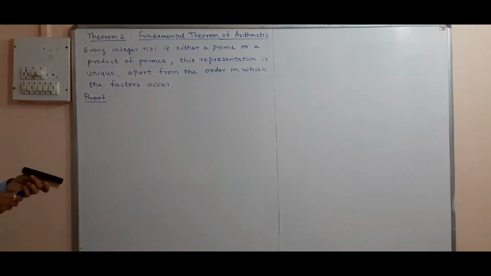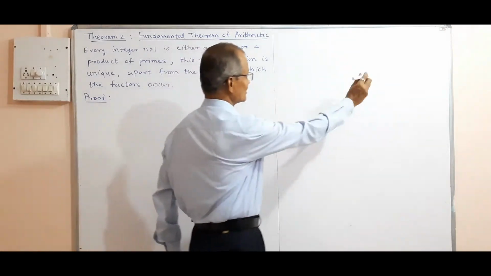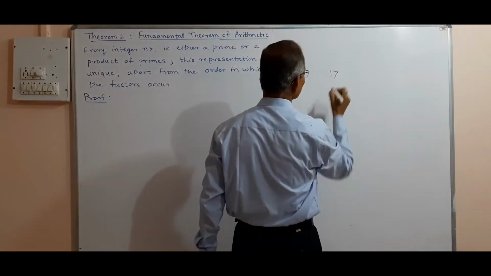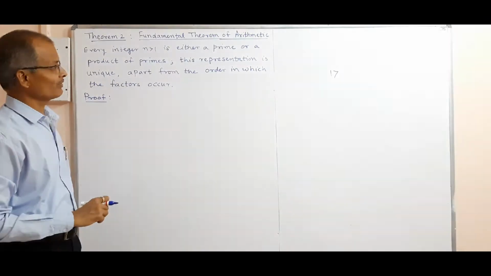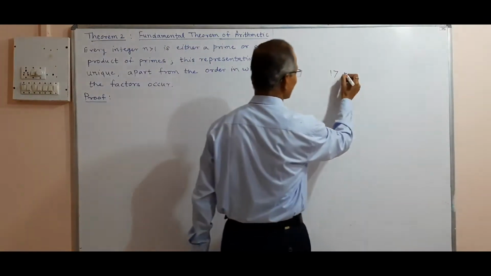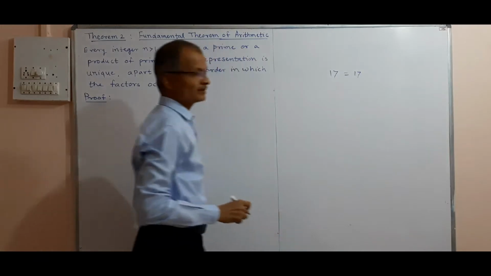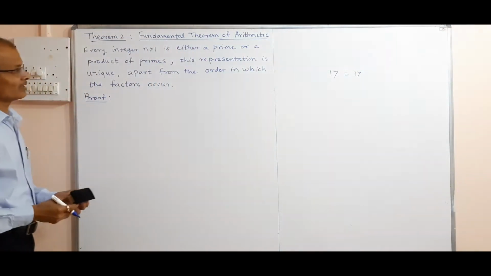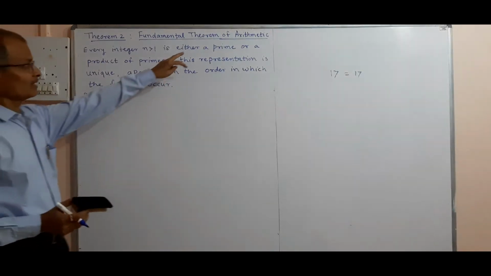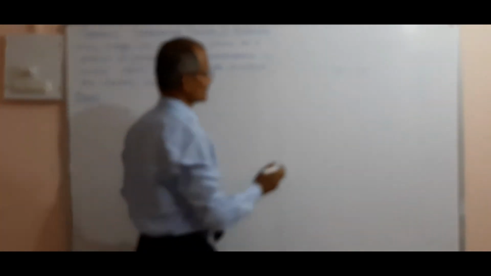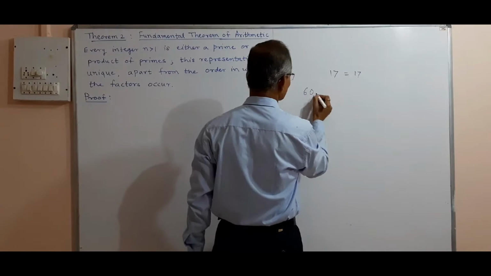For example, if you consider the integer 17, then 17 is itself a prime. So we can write 17 equal to 17. That is the prime factorization representation of a prime number. It is either prime, or now consider another number, 60.